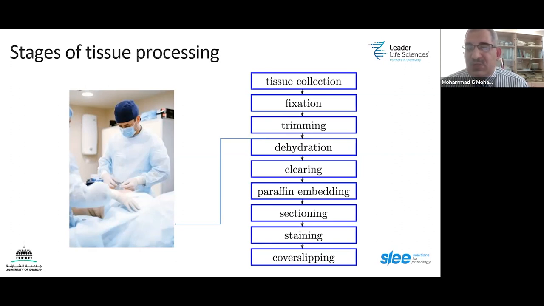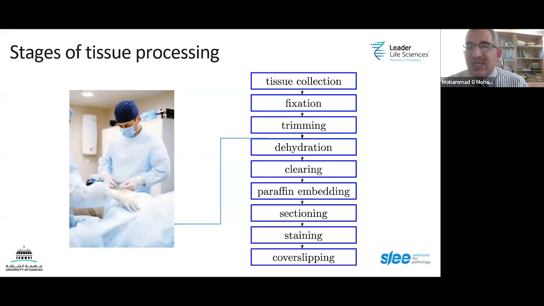So we got now routine protocols that allow us to process these tissues, different types of tissues, to get clear and precise diagnosis. Starting with the tissue collection, that's usually performed by the pathologist or the surgeon or the doctor. And these tissues need to be directly fixed into a suitable fixative, which usually we use buffered formalin or neutral buffered formalin.